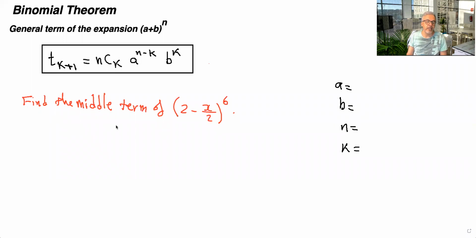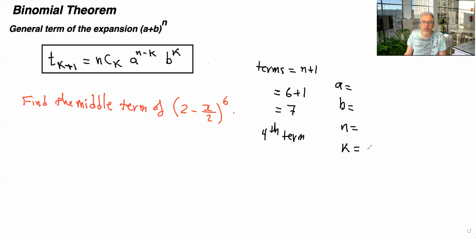Here is another question that has a little bit of a twist to it. They say find the middle term. Now you have to determine which one is the middle term. When n is 6, if you want to know the number of terms, you always go n plus 1. So therefore, n is 6 plus 1, so you have 7 terms altogether. And therefore, the middle term will be right smack in the middle, which is the fourth term. So here you'll be finding the fourth term.